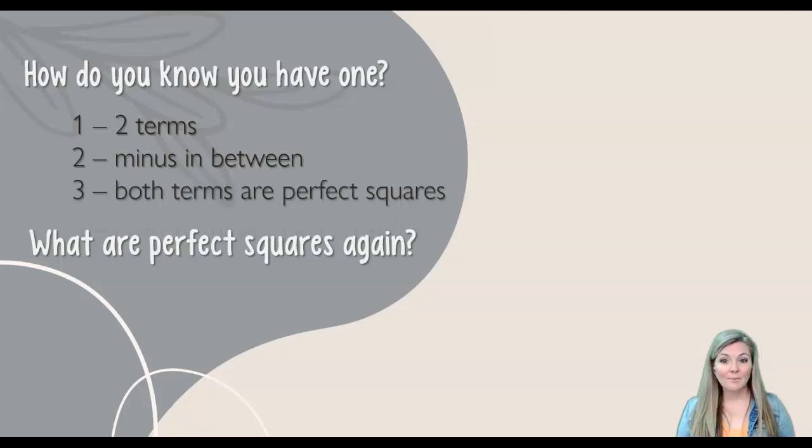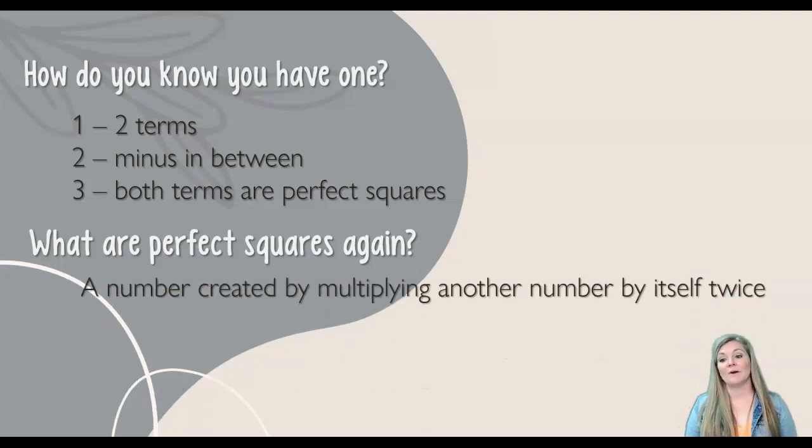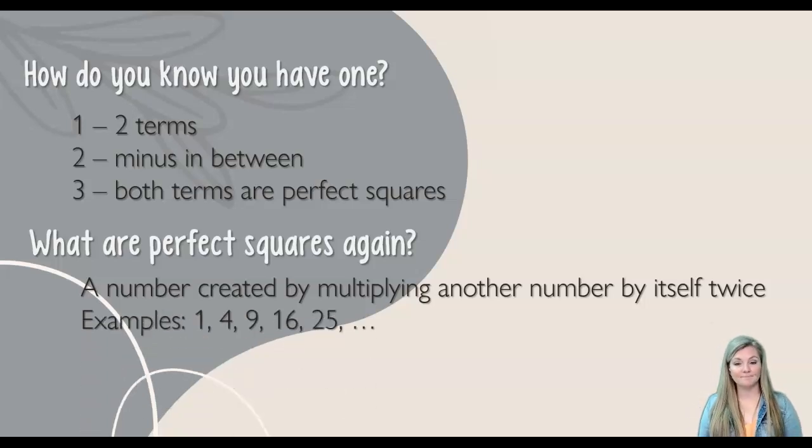And then really important, both terms need to be perfect squares. That's why it's called difference of squares, because they're perfect squares. Now, you may be asking yourself, well, what's a perfect square again? A perfect square is a number created by multiplying another number by itself twice. Now, that's a lot of words. Might not make sense to you. So let's look at some examples.